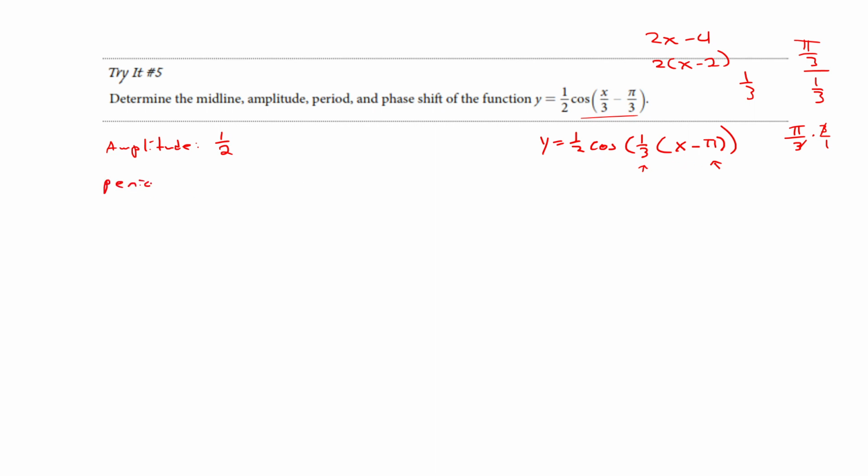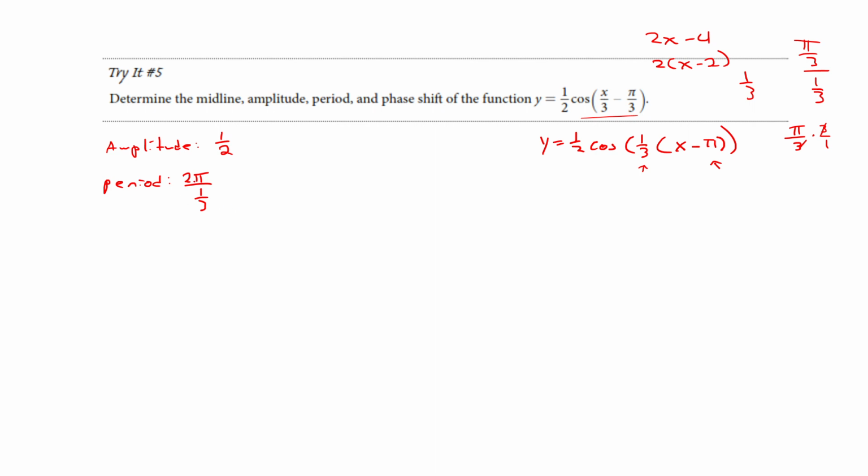We're going to find the period. The period is always 2 pi. For sine and cosine, it's 2 pi divided by this number that's in front there. So what does a fraction do? It does the opposite of what you would think. It's going to stretch it horizontally by 3.